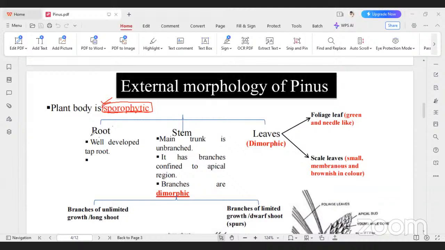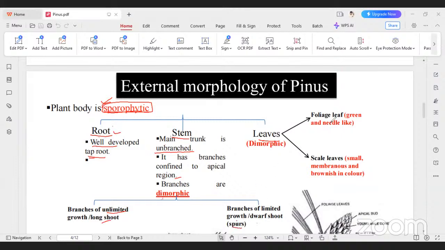So let's see what the parts of the tree are. The tree consists of a root system, stem and leaves. Let's discuss one by one. The roots are well developed, a taproot system. In Pteridophyta the root system is present, but it is not well developed; instead of a taproot system, there are adventitious roots. In the stem, the main trunk is unbranched. It has branches confined to the apical region. There are two types of branches, that is called dimorphic. One is unlimited, the long shoot. The other is limited, the short shoot or dwarf shoot, called spurs.